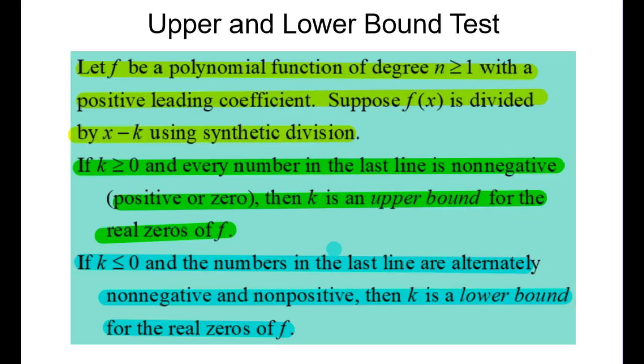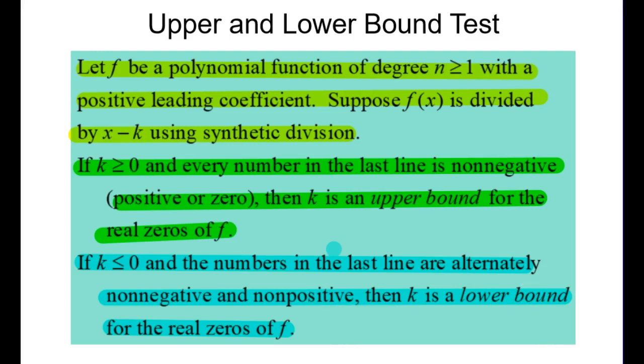The last thing we're going to discuss in this lesson is the upper and lower bound test. You don't necessarily have to write this down. We're just going to go through this so you're aware of the process. Suppose f is a polynomial function of degree n greater than or equal to 1 with a positive leading coefficient, and suppose f of x is divided by x minus k using synthetic division. If k is greater than or equal to 0, and every number in the last line is non-negative, so it's positive or 0, then k is an upper bound for the real zeros of f. If k is less than or equal to 0, and the numbers in the last line are alternately non-negative and non-positive, then k is a lower bound for the real zeros of f.